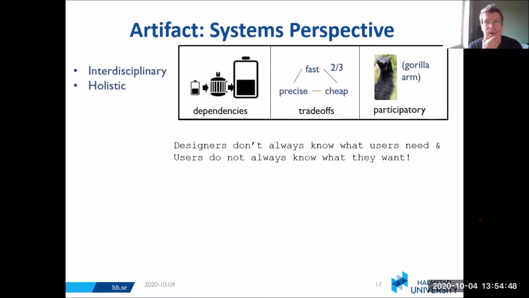And now when you have your list of requirements, you also need to look at them from a system perspective. Systems are very complicated, and there are different things that you should be aware of as potential pitfalls. Systems are inherently interdisciplinary, and they're also holistic. So here is an example of dependency.